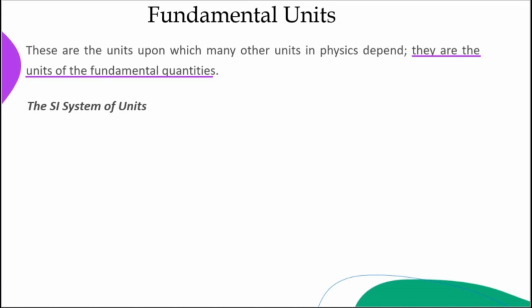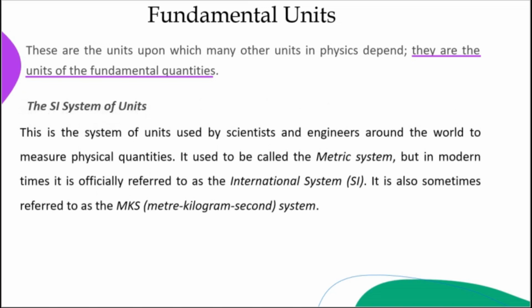You may want to ask yourself why it is written as SI and not IS. Well, the abbreviation SI is taken from the French rendition, which is Système International. I beg your pardon if I didn't pronounce that very well in French. But just to summarize, SI stands for System International or International System of Units. What is this International System of Units? This is a system of units used by scientists and engineers around the world to measure physical quantities.